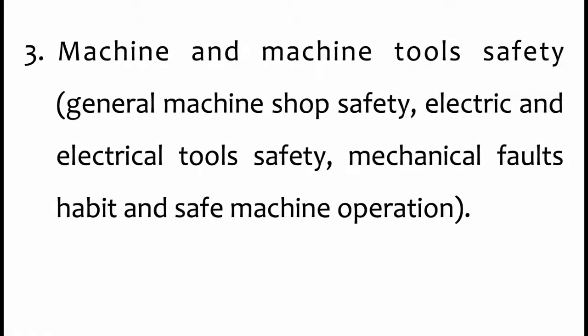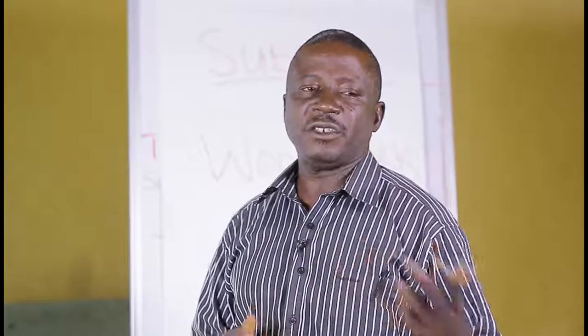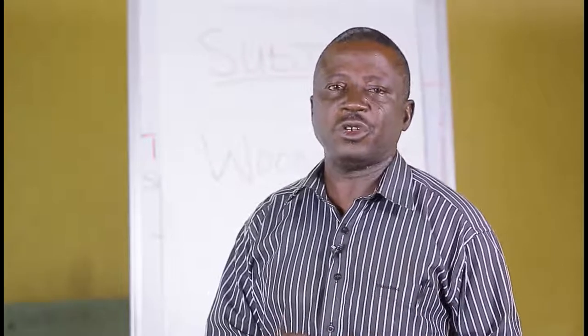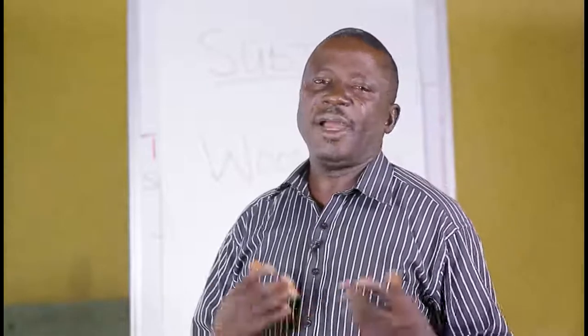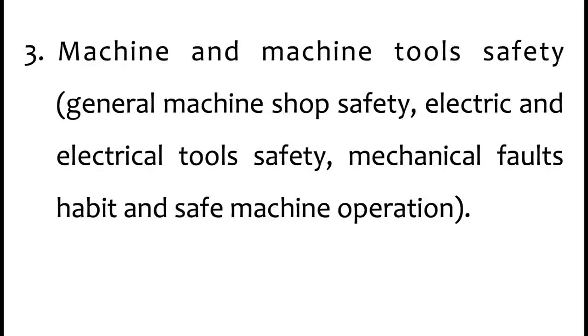The third one, we have machine and machine tool safety. We have machines, and then we have tools that we use in conjunction with the machine to carry out operations in the shop. And so by this, we talk about general machine shop safety, electric and electrical tool safety. Then we have mechanical faults, habits, and safe machine operations.